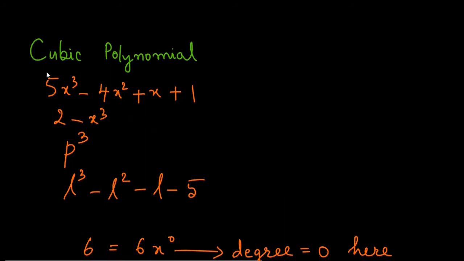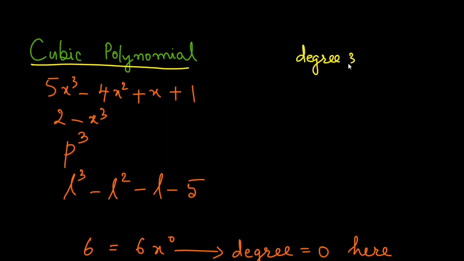Now let us see cubic polynomial. A polynomial having degree 3 is called a cubic polynomial. A polynomial of degree 3 is called a cubic polynomial. 5x cube minus 4x square plus x plus 1. Here the degree is 3. So this is a cubic polynomial.